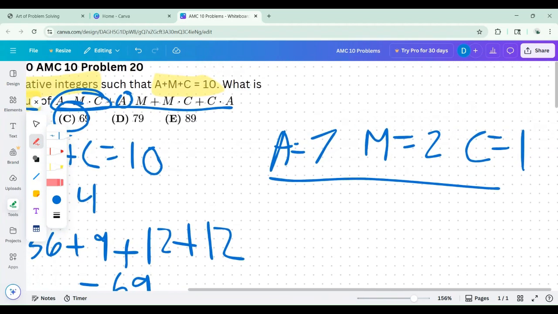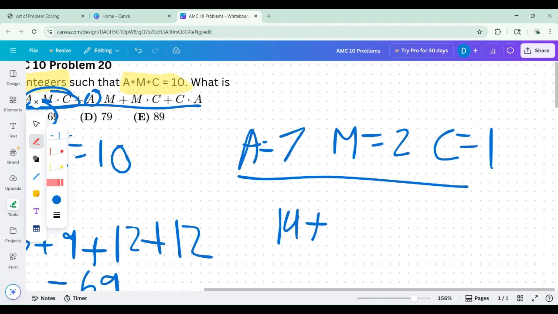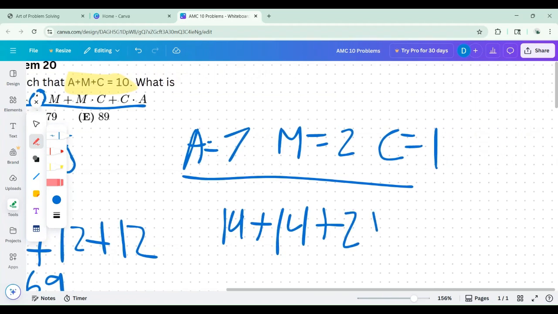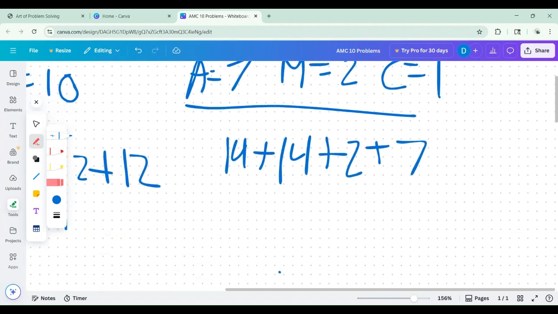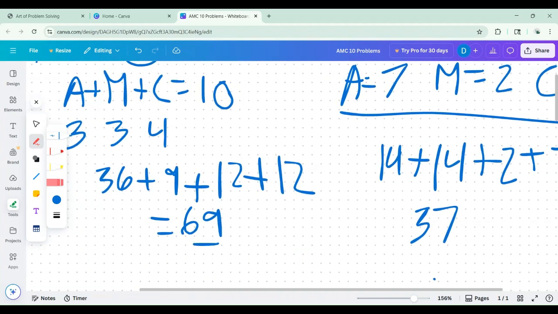So 7 times 2 times 1 is 14, plus a times m, which is 7 times 2, 14 again. And we get m times c, which is 2, and then c times a, which is 7. And we have a sum of 37. And as you can see, it's nowhere near close to what we have originally, which is 69, which is the maximum value. This is definitely not the maximum value.